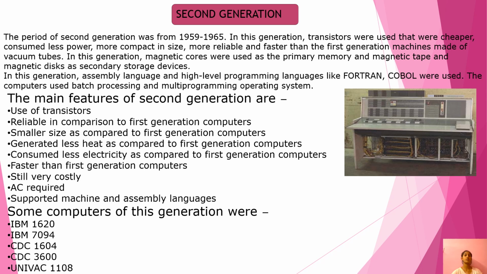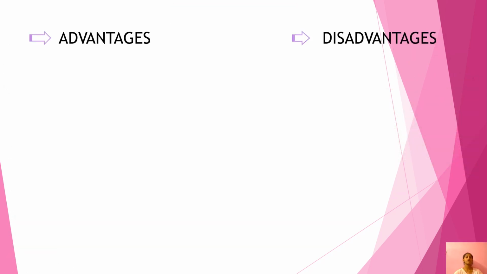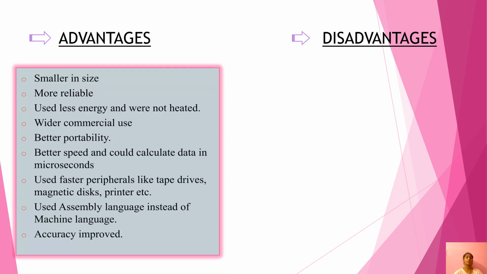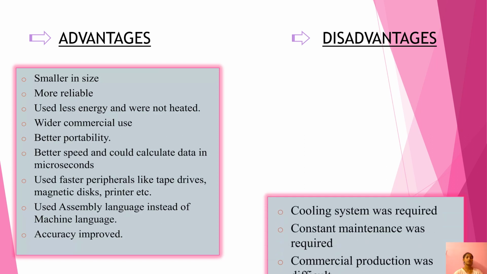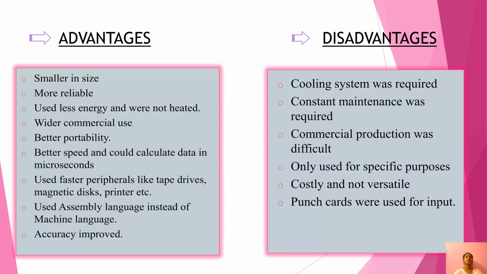So let's go to the advantages and disadvantages of second generation. Let's go to advantages. Smaller in size, more reliable, used less energy and were not heated, wider commercial use, better portability, accuracy improved. So let's go to disadvantages. Cooling system was required, commercial production was difficult, costly and not versatile, only used for specific purposes.